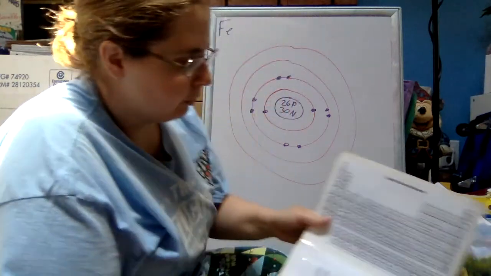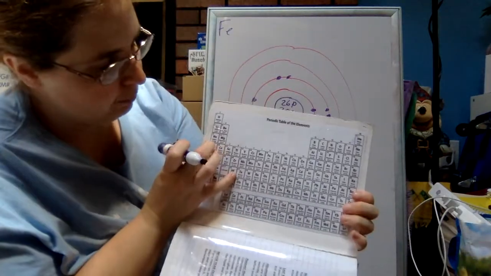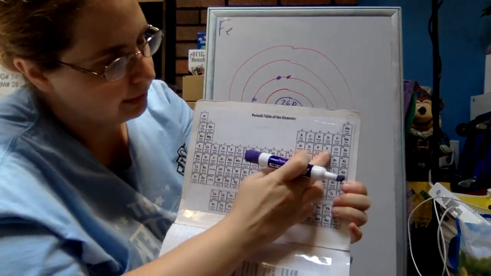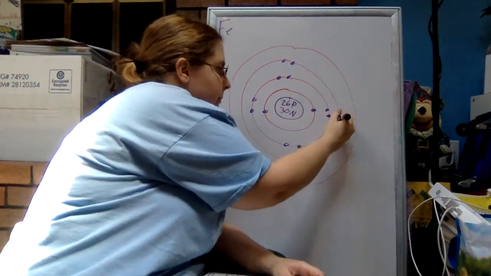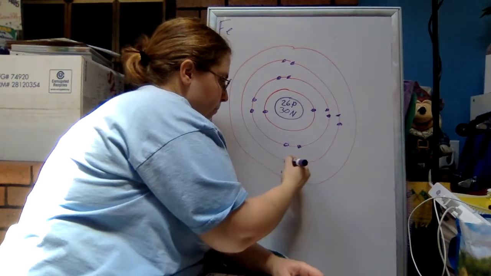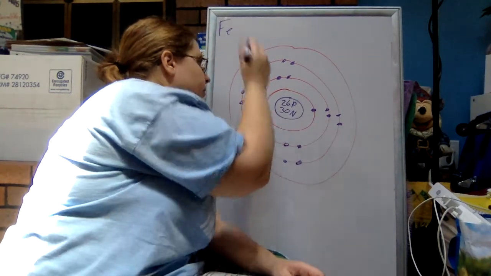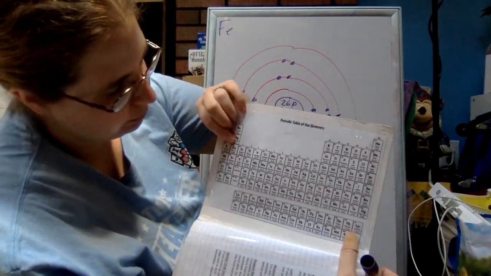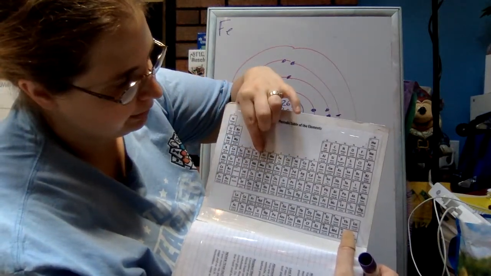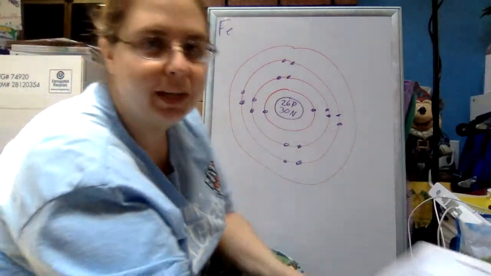The third row can also hold 8. We have 1, 2, 3, 4, 5, 6, 7, 8. And iron is 1, 2, 3, 4, 5, 6, 7, 8. Oh, I just happened to do that. It's 8 in.